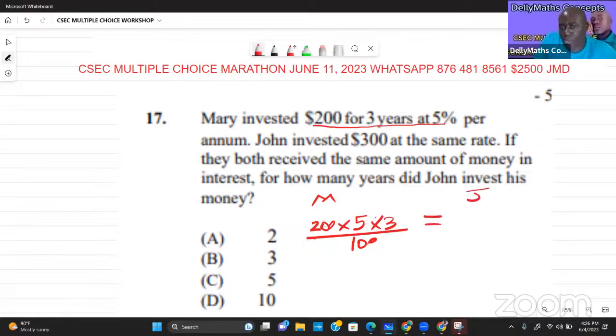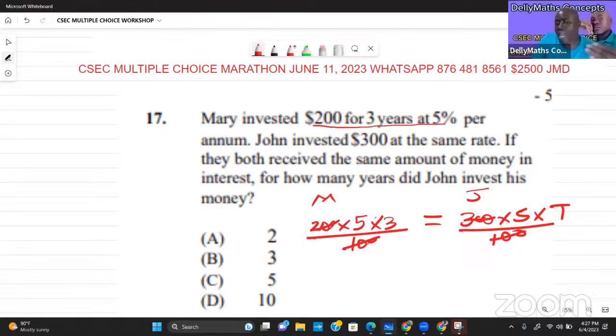John had the same 300 at the same rate, which is 5. The time for John, we don't know, and that's what we want to find. Now, there are certain things that will cancel. So I'm just showing you an easy way to go. So this will cancel, leaving the 2 up the top. This will cancel, leaving the 3 at the top.